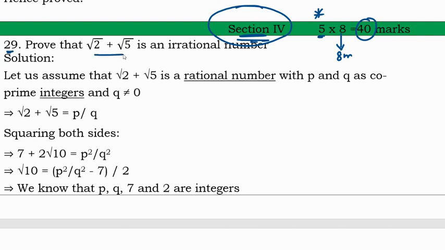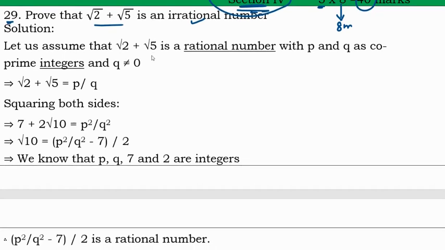Prove that root 2 plus root 5 is an irrational number. It is one of the important expected questions for 10th class. Go through the procedure.